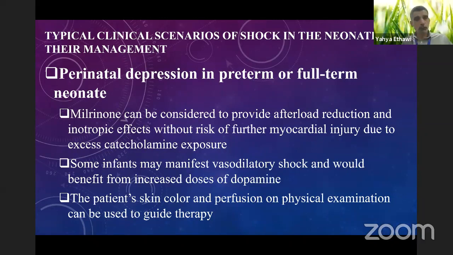Milrinone should always be considered as afterload reduction with an inotrope effect, because it improves myocardial function and drops the pulmonary blood pressure. Sometimes, I'm not saying that we should not use dopamine more than 10. However, you need hemodynamic assessment, and you need to ask yourself, if I need the vasopressor effect of dopamine more than 10, why not consider vasopressin or norepinephrine?